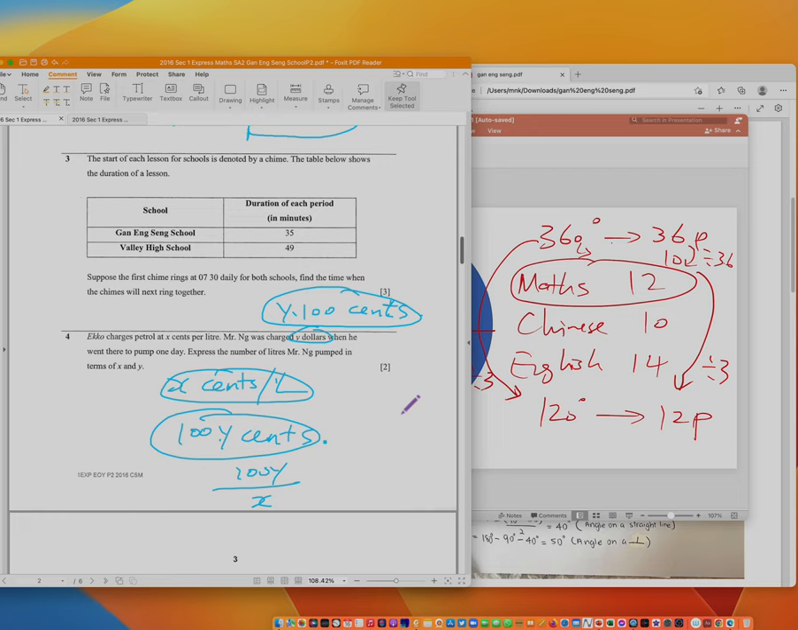Some wrote y over x, because they didn't think. I thought about 100 cents. It must be cent and cent. Cannot be dollar and cent. So this basically tests you on the unit.